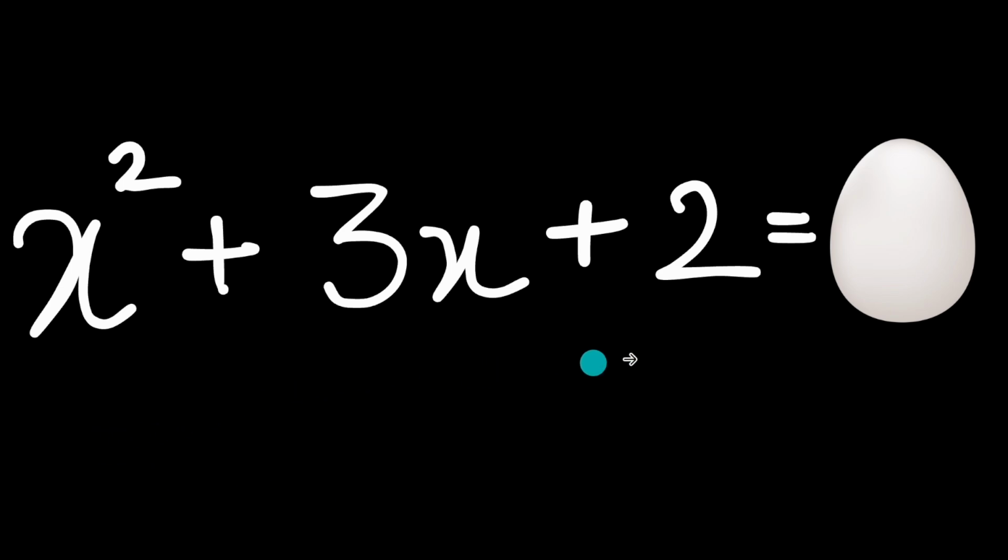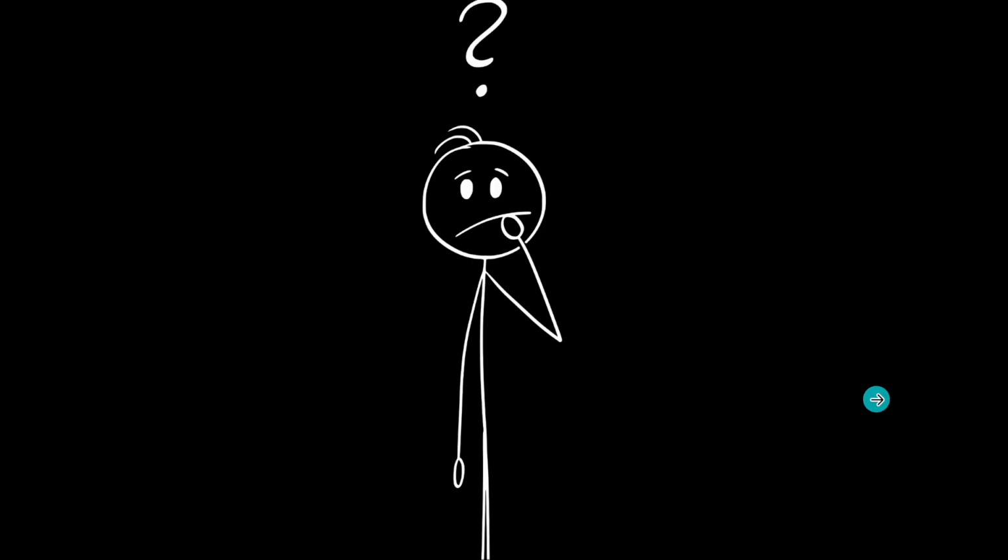x squared plus 3x plus 2 is equal to 0. Looks simple, right? But what if I told you this one line has ruined exams for thousands of students? So in the next few minutes, I'll make sure you're not one of them. If you've ever been confused by factorization or the quadratic formula, stay right here. This video will make it click.